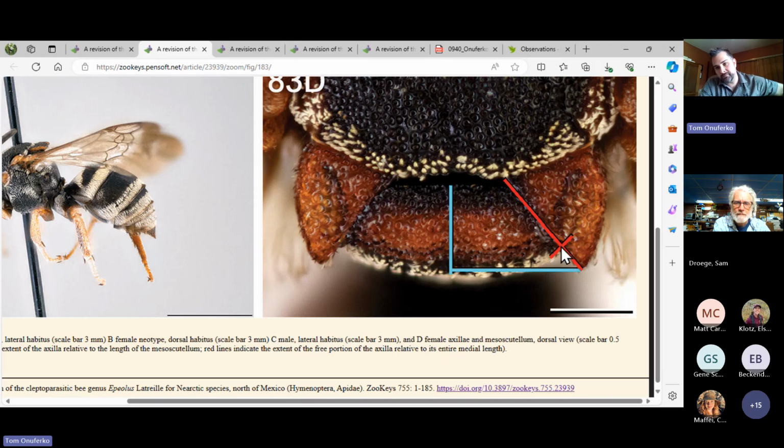Here you can see it's clearly shorter than 2/5. It's probably about 1/3 the length. But again, this is where an ocular micrometer comes in handy if you're not entirely sure, if you can't gauge just looking at it.